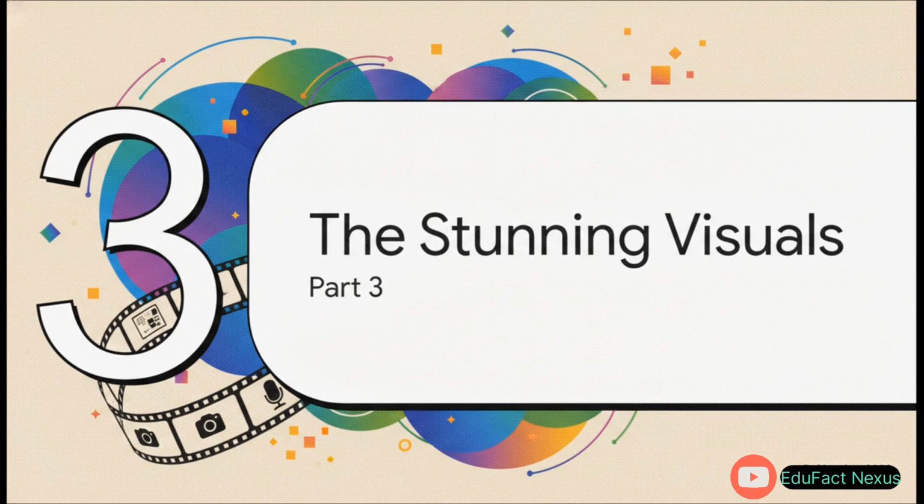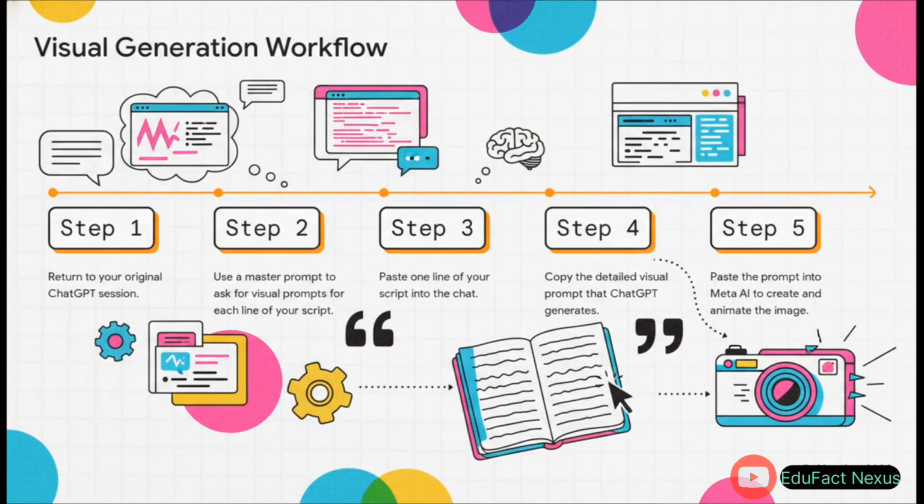All right, we've got our story, we've got our voice. Now for the really fun part, bringing it all to life with some amazing visuals. This is what's going to make it a true documentary experience. This next part of the workflow is just genius. Instead of you trying to figure out what the visuals should be, you go back to that original ChatGPT chat, and you ask it to create a detailed visual prompt for every single line of your script. Then, you just take those prompts over to another AI to generate the images.